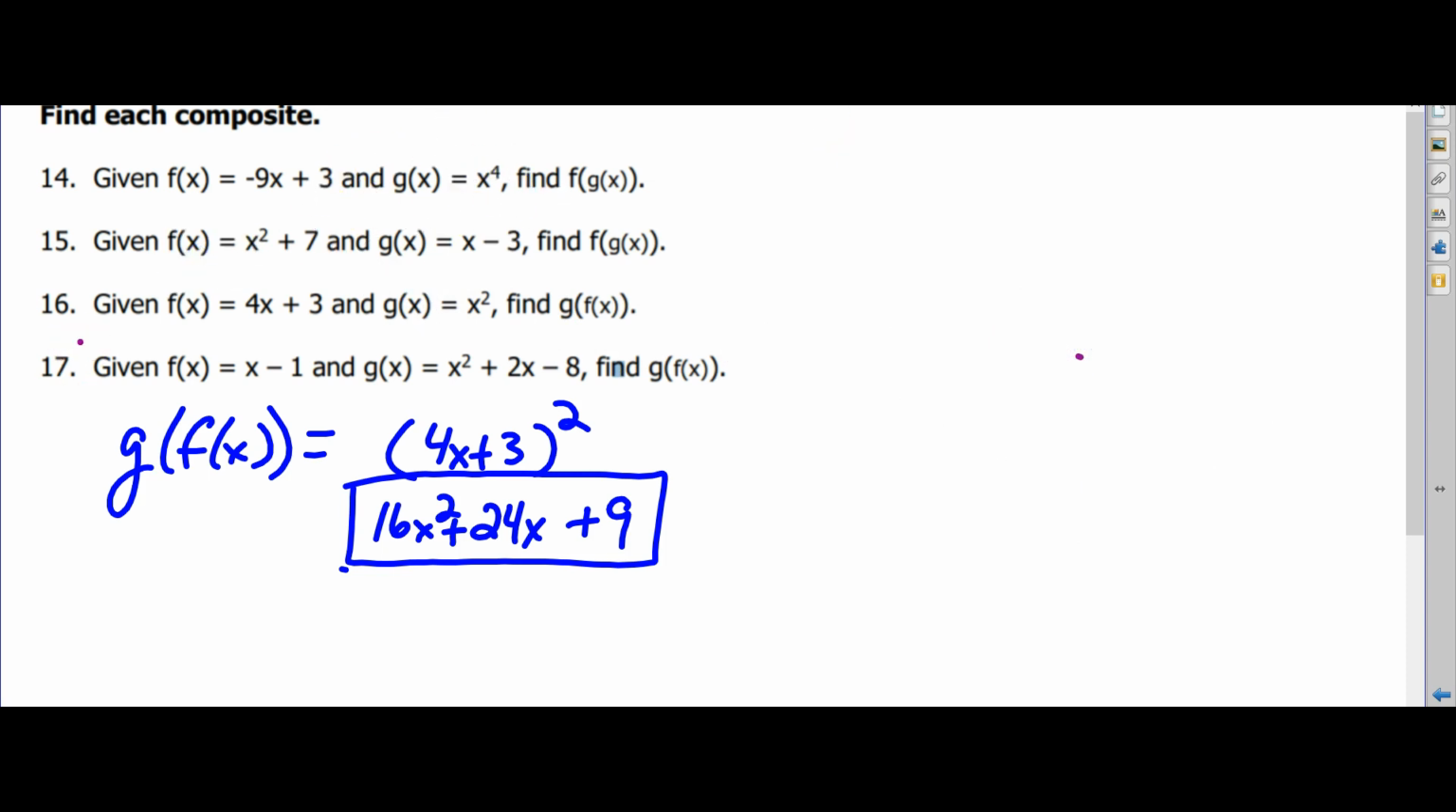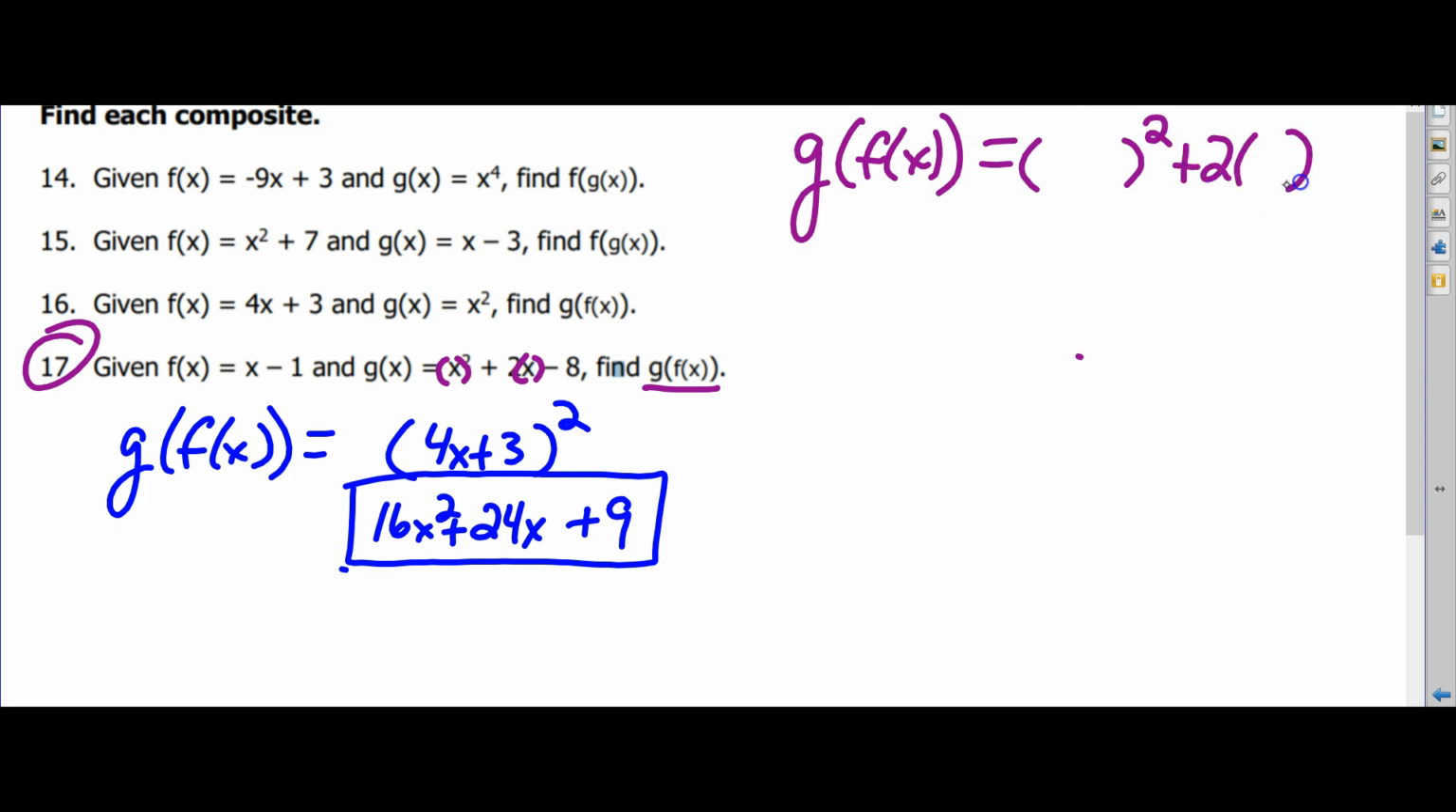So for number 17 here, I want to once again find the g of f of x. So write out the g function, and wherever you see an x, put a set of parentheses there. So I've got parentheses squared plus 2 times parentheses minus 8. And now I'm going to put the f function into where the x was in the g function. So the f of x is x minus 1. Put that in here.